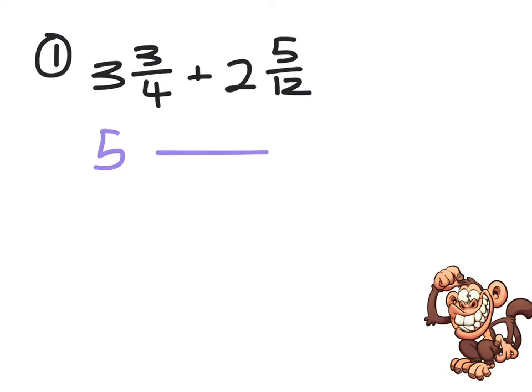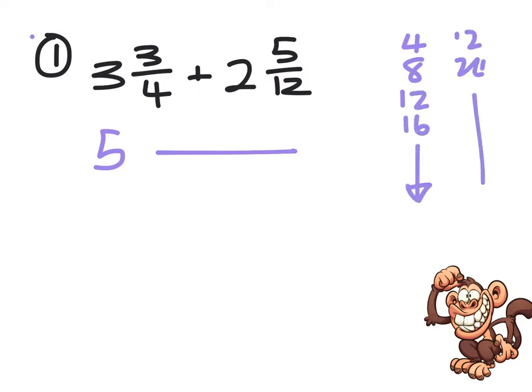5. Then we'll look at the fractions, and in particular we'll look at the 4 and the 12, and think to yourself, what's the first number which appears in both the 4 and the 12 times table? So the 4 times table is 4, 8, 12, 16 and so on. 12 times table, 12, 24 and so on. So the first number that appears in both is 12. So the bottom number is going to be 12.